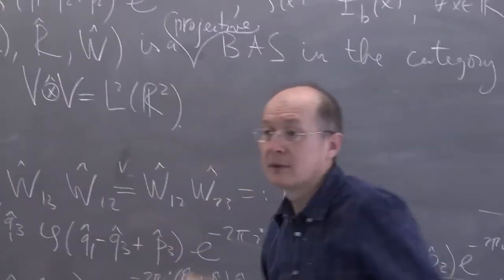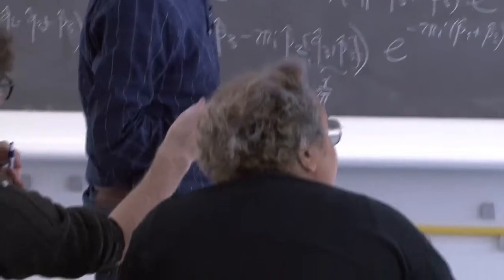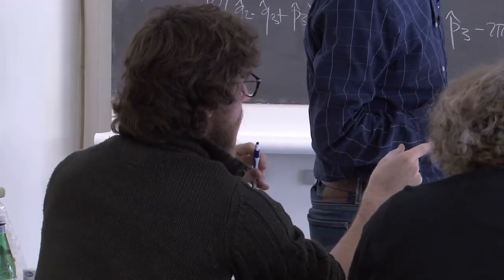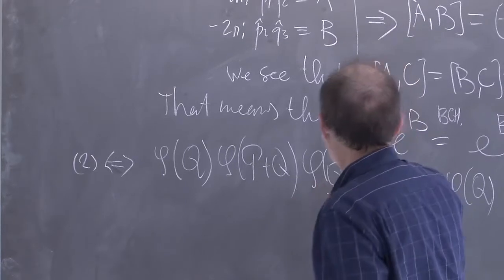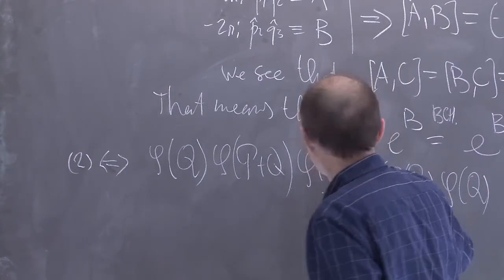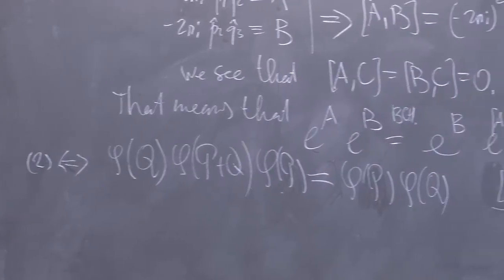So sorry, there should be a P instead of this Q, right? It's phi Q, phi P plus Q, phi P, or am I mistaken? The second Q. Yeah. This is P. Okay. Thank you.